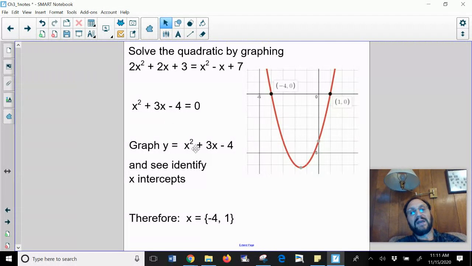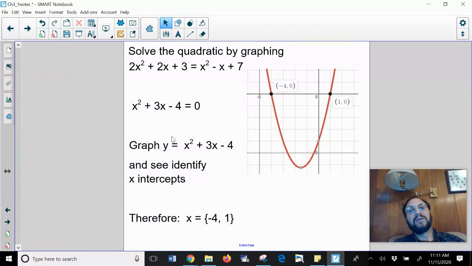So y equals x squared plus 3x minus 4, which is this handy dandy graph here. And I'd look for the x-intercepts, which are negative 4 and 1. Simple as that. The reason why this works is because on the left side of the equation, we have y equals x squared plus 3x minus 4. And on the right side, we have y equals 0, which is the x-axis.